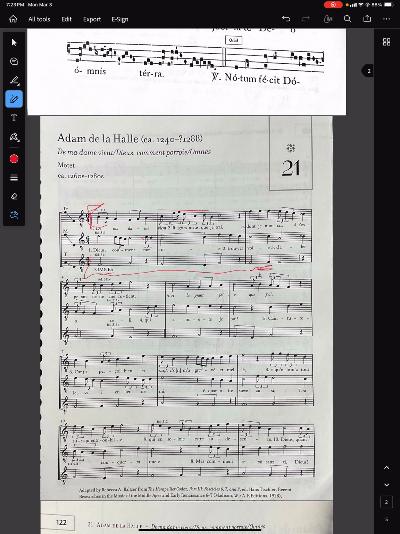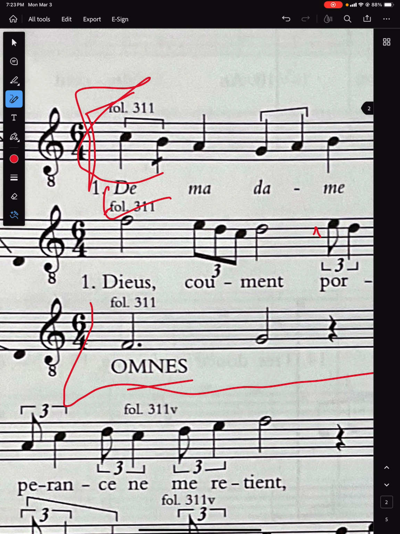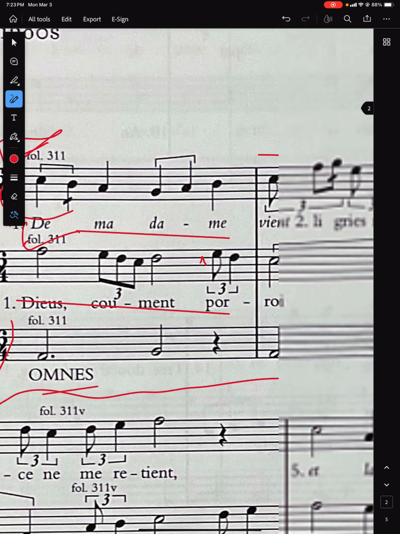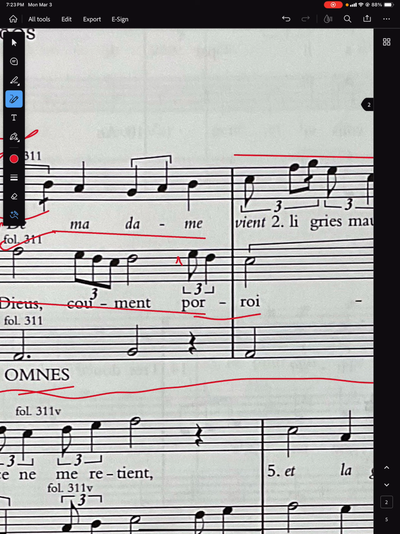Another new thing that we see, though, is this. Let's zoom in a little bit. De ma dame, Deus, sumon pour roi. What language is this? This is not Latin. This is French, and you don't use French for sacred verse. And then listen to the actual text that they are singing.